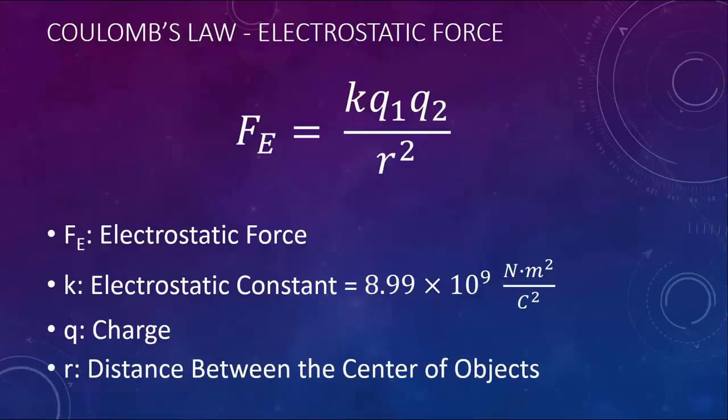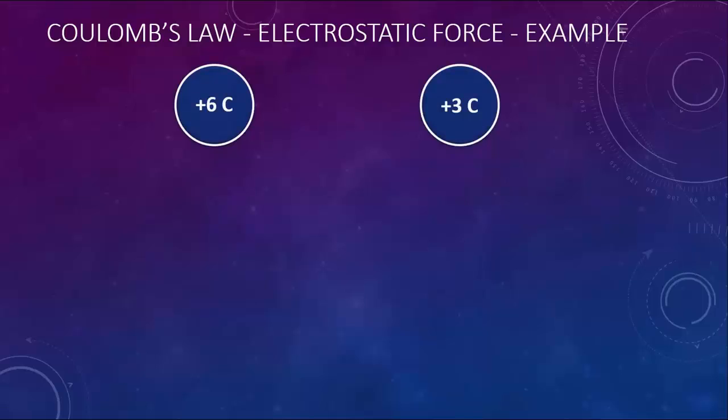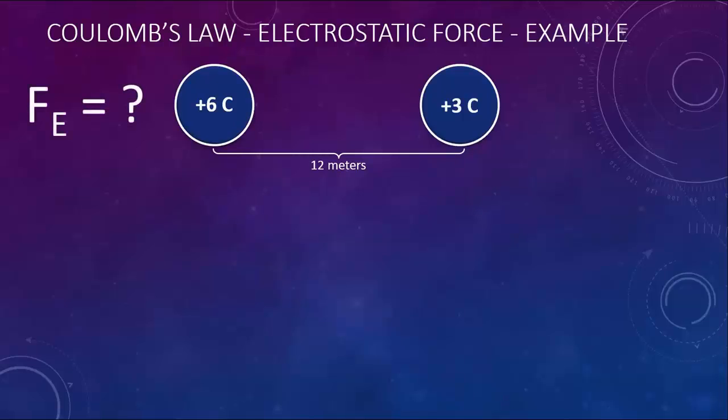And R stands for the distance between the centers of the objects. This is just like the R in the universal law of gravity. Let's look at some examples using Coulomb's law. Here we have two objects, one with a charge of positive 6 coulombs and one with a charge of positive 3 coulombs, and they're 12 meters apart. My question is, how much electrostatic force do they feel?